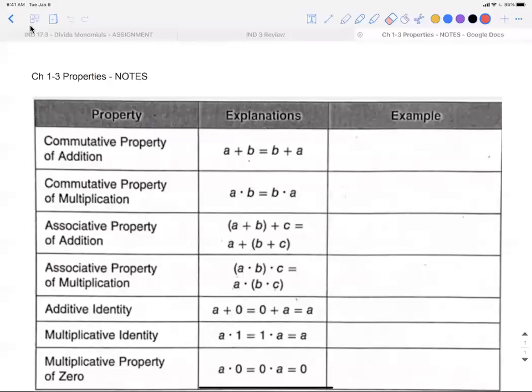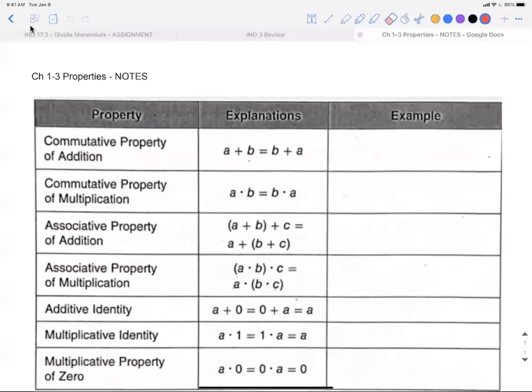All right, so chapter 1-3, we're going to be talking about properties of addition and multiplication. And we're going to do a little bit of review from 1-1 and 1-2, and then that should get everybody ready for the quiz that we have tomorrow. All right, so the first thing we want to look at is different properties, and the explanation is using variables.